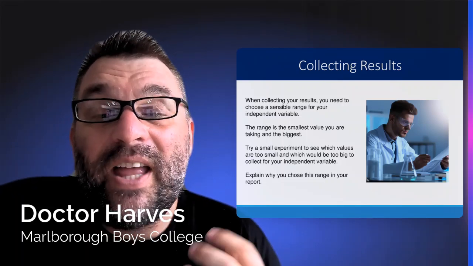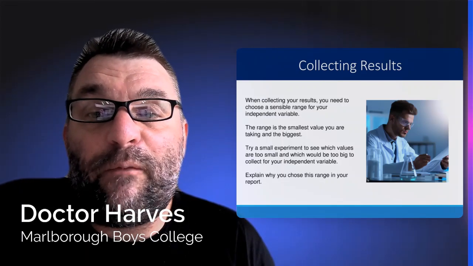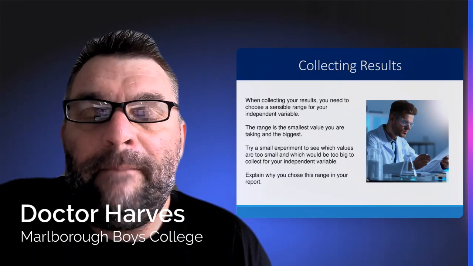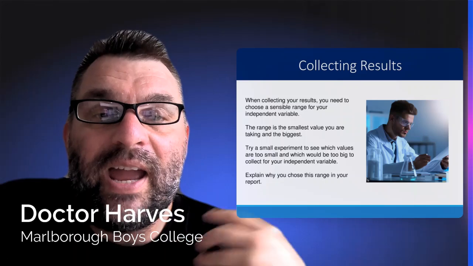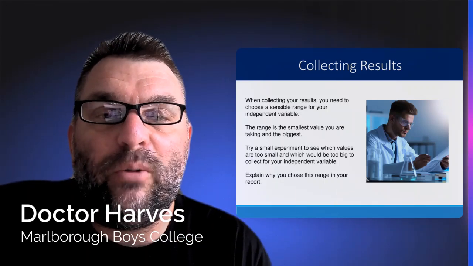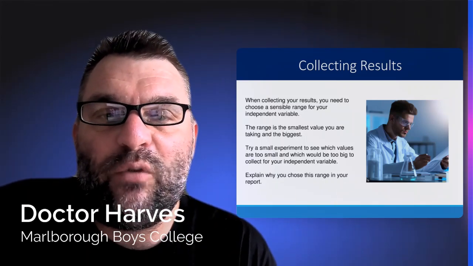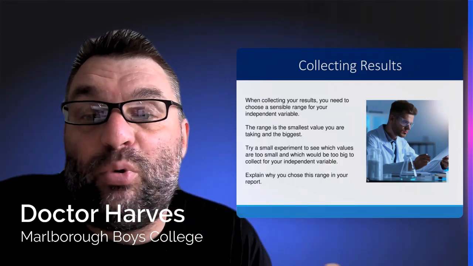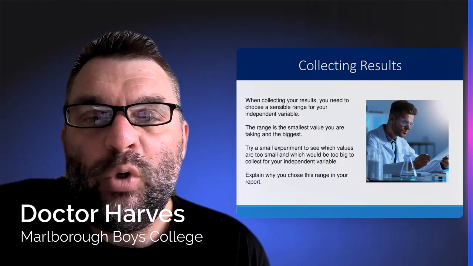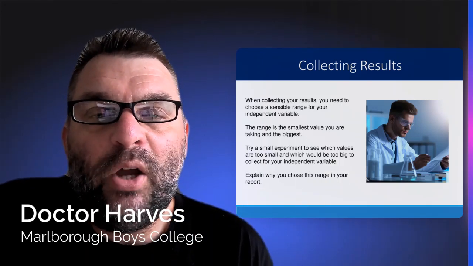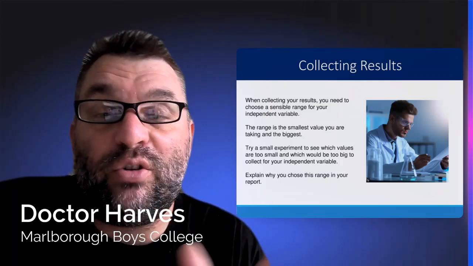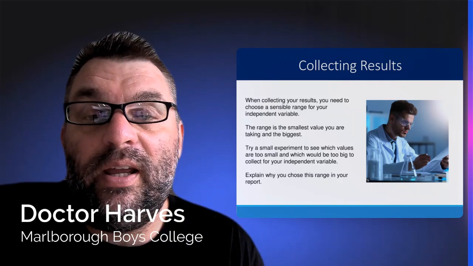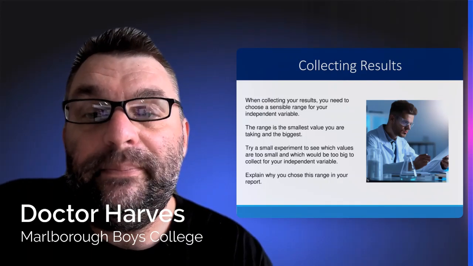Okay, so what I would recommend is that before you begin your experiment proper, you try a small experiment to see which values for your independent variable are too small and which are too big to collect, for various reasons. For example, reaction time might be an issue, or the equipment that you're using, okay? And you have to explain why you chose that particular range of values for your independent variable in your report.